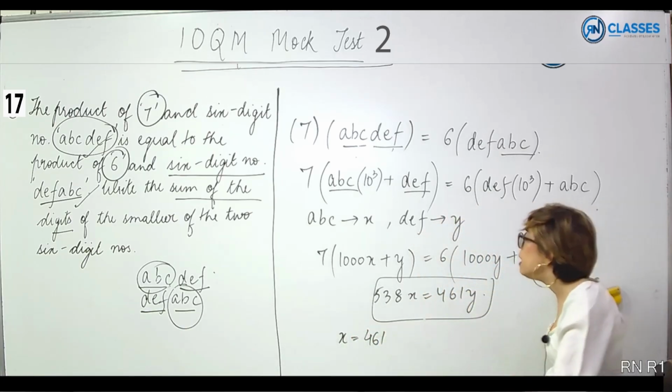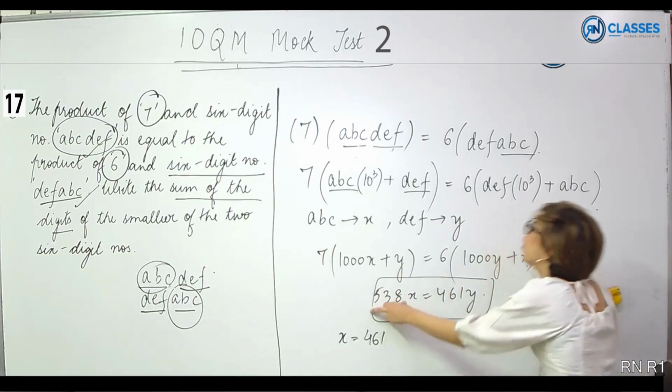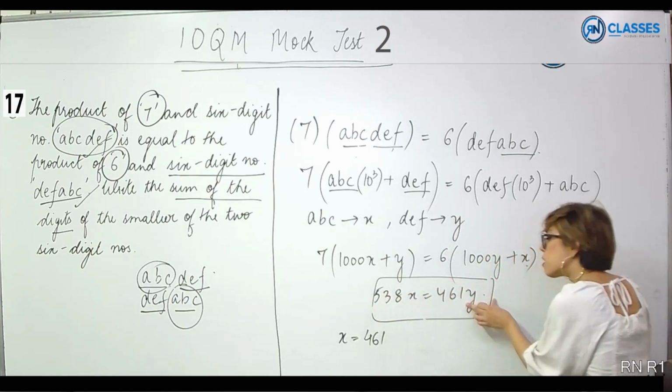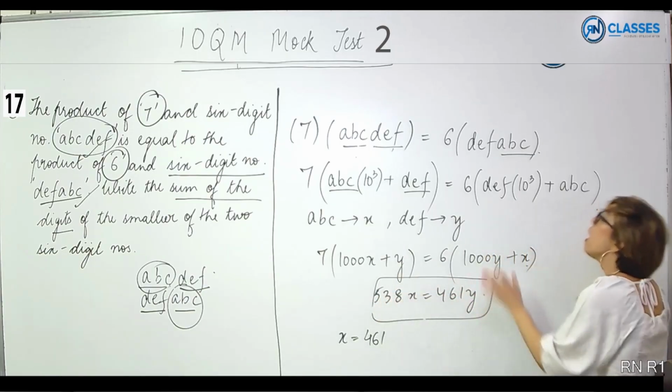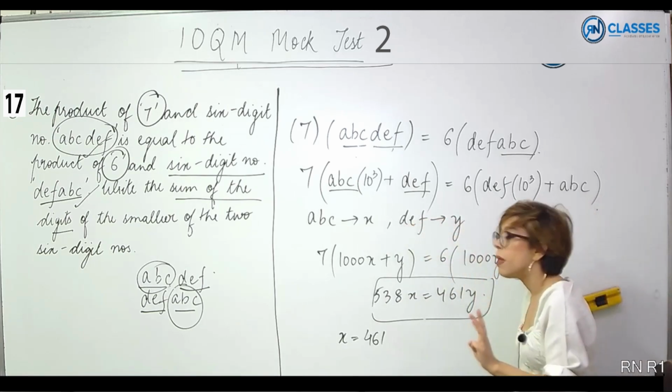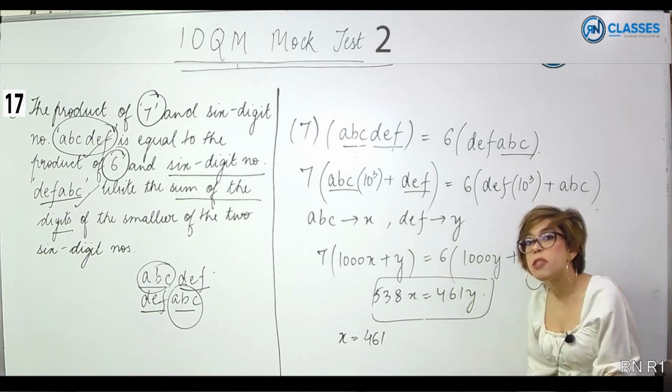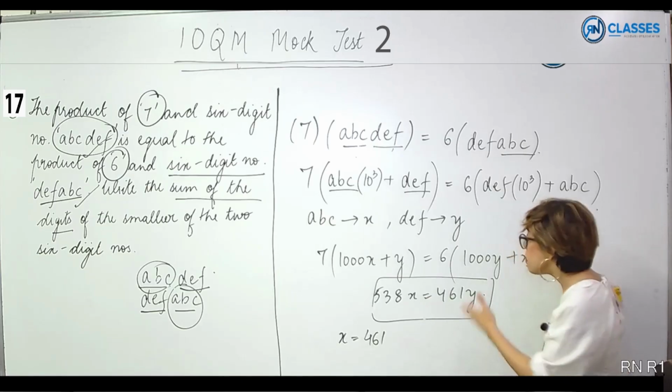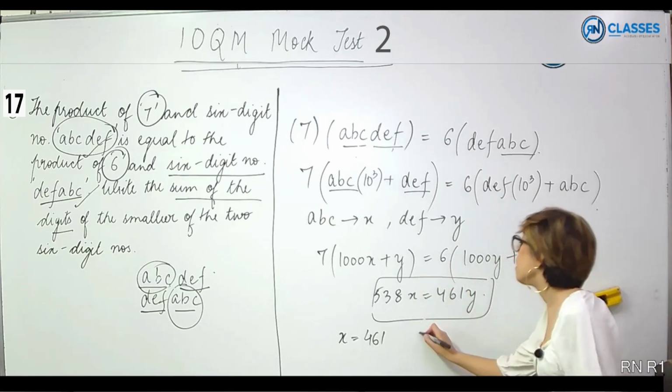Right? On similar lines, obviously 538 will not divide 461. It has to divide Y. Right? Again, Y is a 3-digit number. That means hardly any possibility. In fact, just one possibility. That means Y has to be 538.